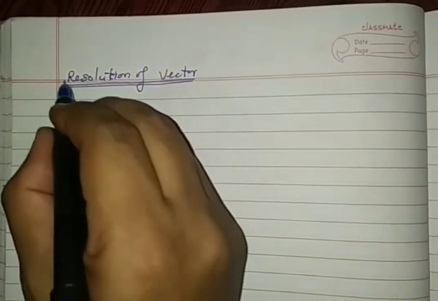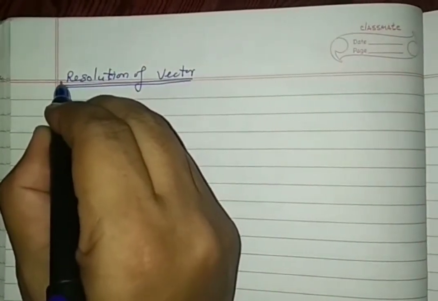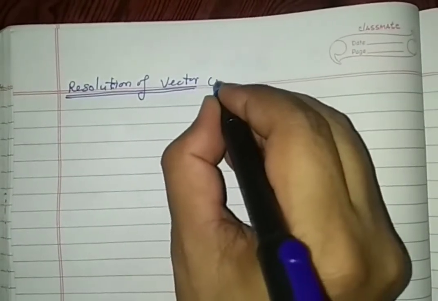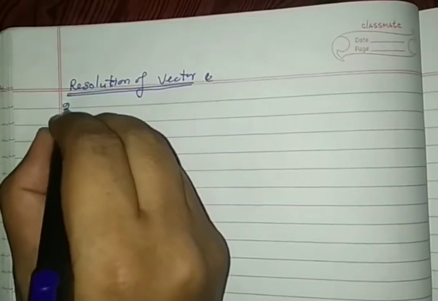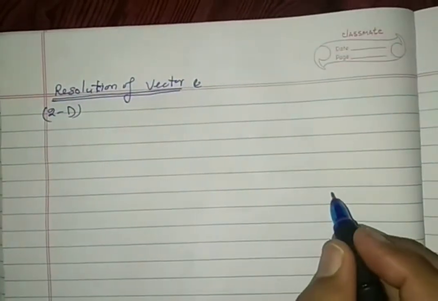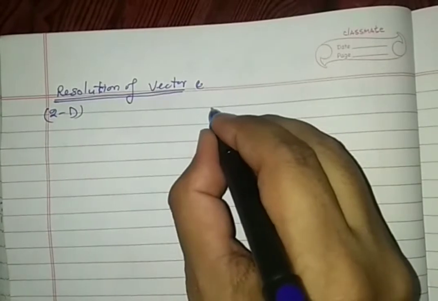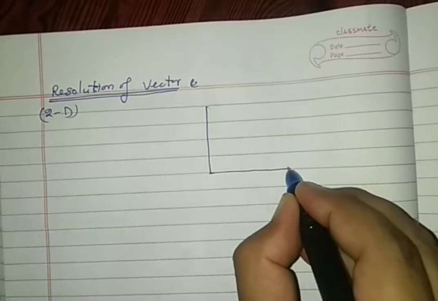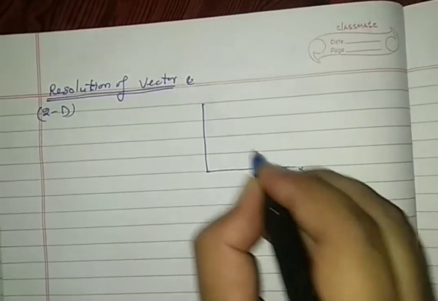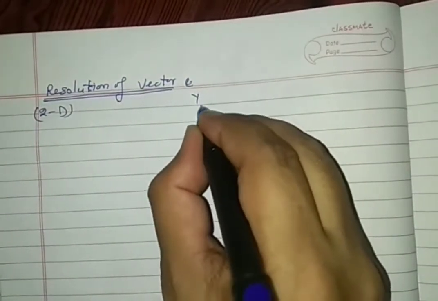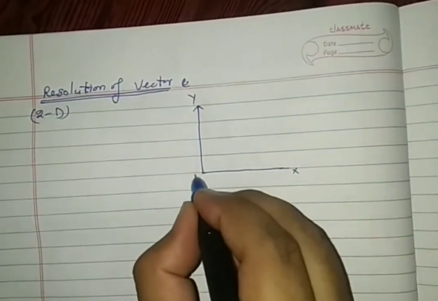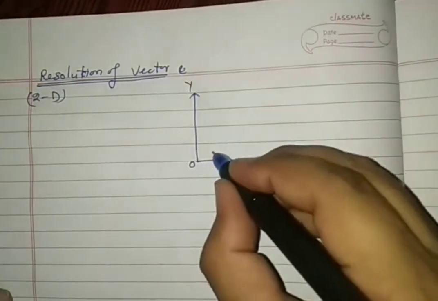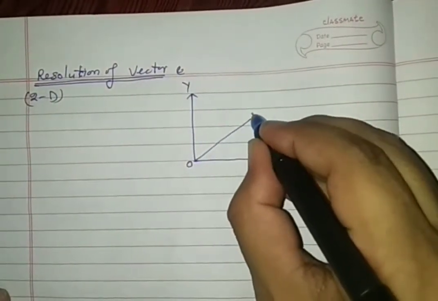Now we are going to see one more important topic in vectors, resolution of a vector. First of all, we are going to see resolution of vector in 2 dimensions. So to understand the resolution of vector in 2 dimensions, we are selecting here a 2-dimensional frame of reference. Let x and y axes be OX and OY. Let here be a vector A.